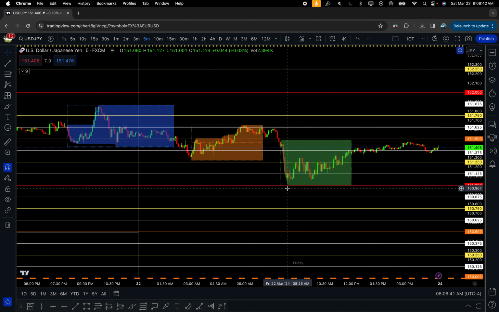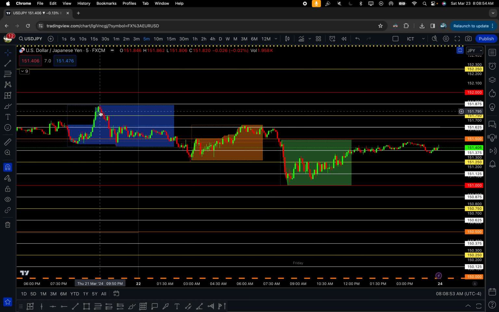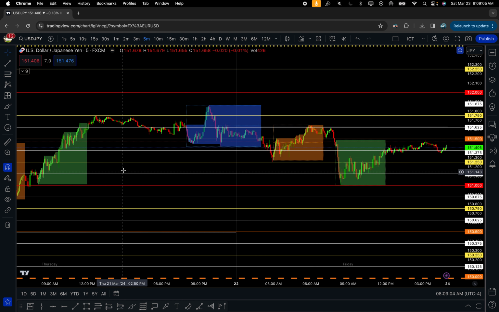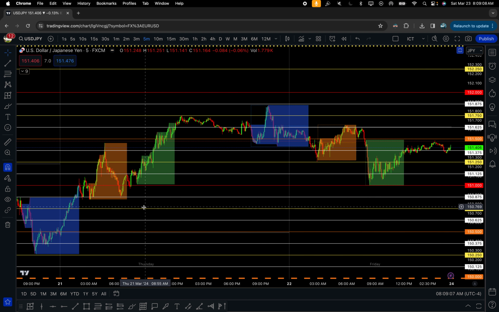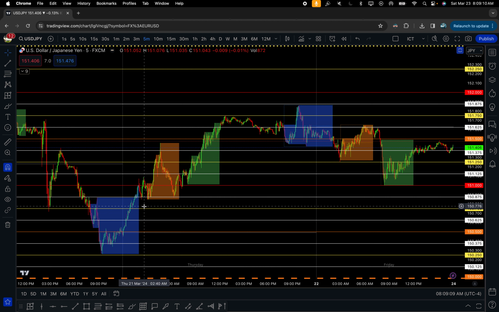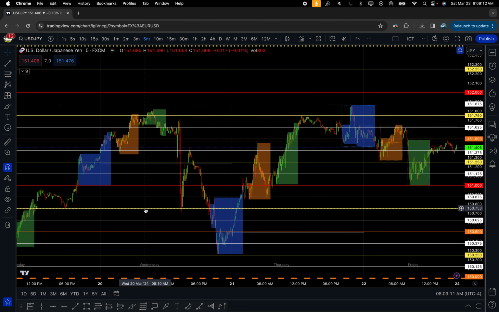What is that? What's the low on this candle? Low on this candle is 151.001. What's the high on this candle? 151.862. This level is 151.875. So I mean, it's very close. It just reacts off these levels. You know, it doesn't always get that close, but I mean, look at this.